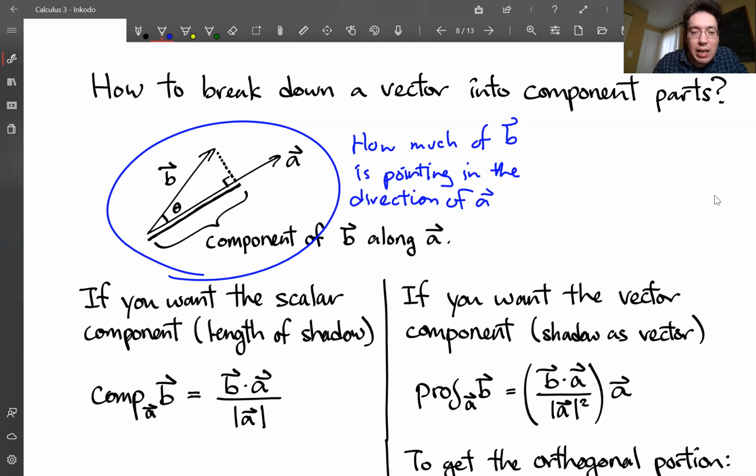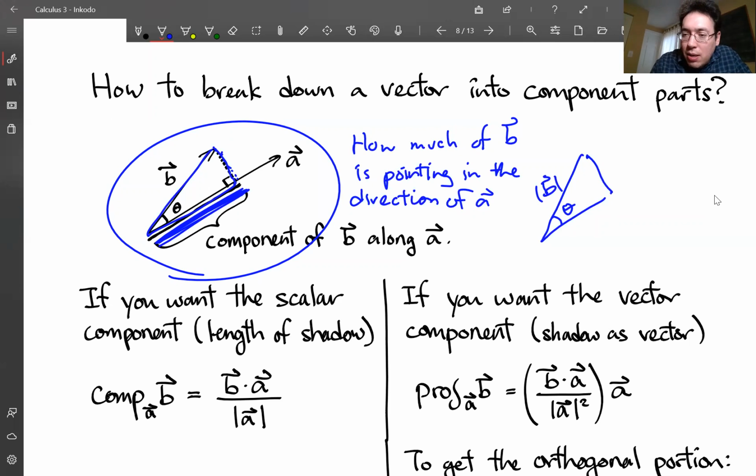And how you look at it is you cast a perpendicular shadow from B towards A and then form this right triangle. And the shadow portion going in the same direction as A, that's the component that we're talking about. Okay. So how can we compute this? Well, look at this right triangle that we have here, with, let's say, the angle theta between vector B and A. And the length of the hypotenuse is the magnitude of B.